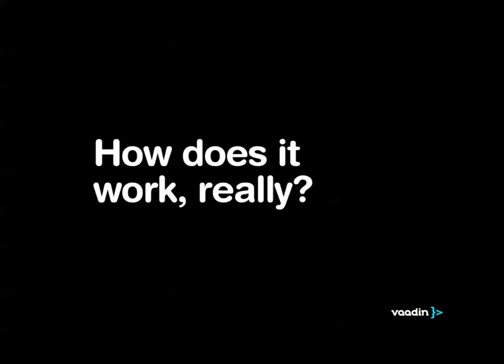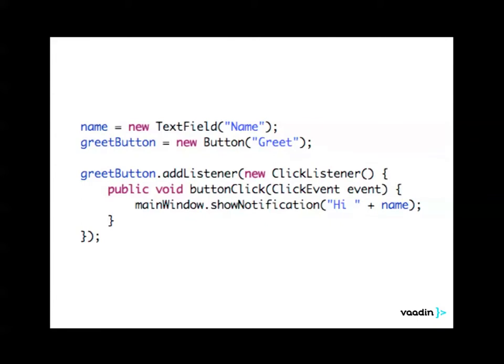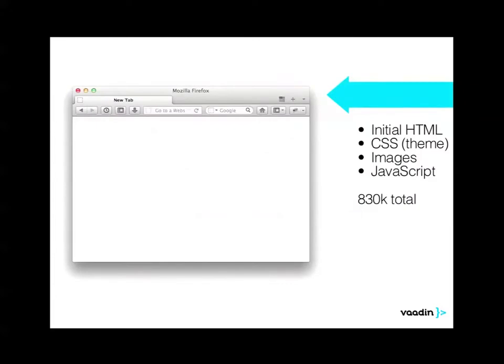So how does it actually work? If you write a simple application, just put a text field and a button on the screen and one listener code here. This runs on the server side. So what happens when you're opening a web browser and pointing that to your application? You're actually loading an HTML page, CSS, images, and JavaScript. But these come with the Vaadin framework, so you don't have to write any of these.